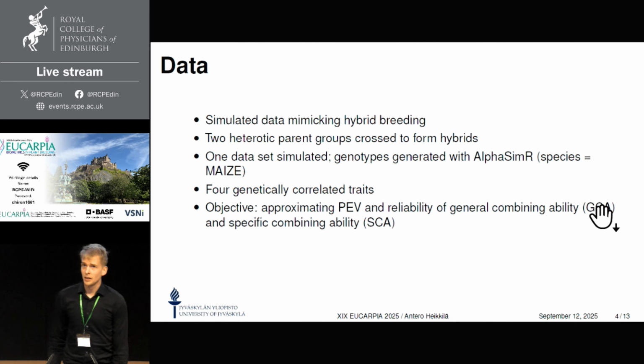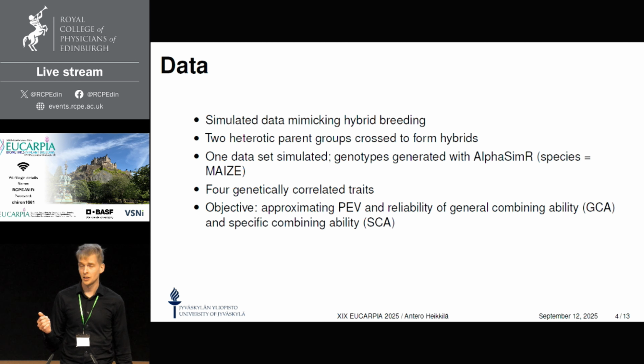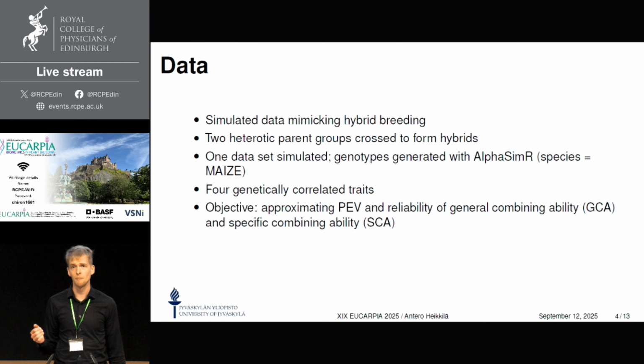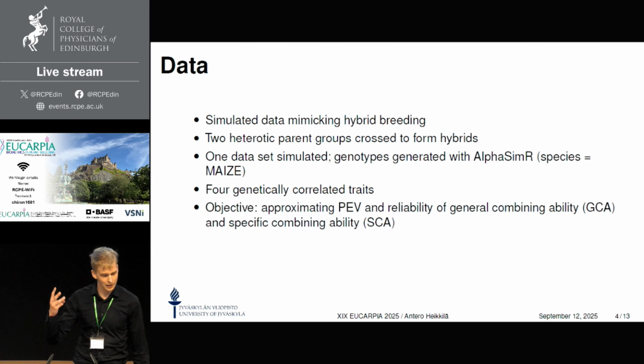And a little bit about the dataset. We used a simulated dataset which mimics hybrid breeding. In hybrid breeding, we have two heterotic parent groups, and then we cross them, and then we have hybrids. We simulated the genotypes using AlphaSimR. We had 4 genetically correlated traits, and our objective was to approximate the PEVs and reliabilities of the general combining abilities and the specific combining ability.